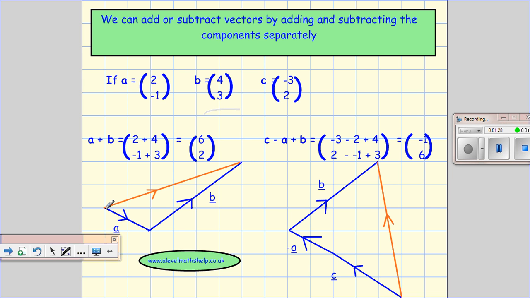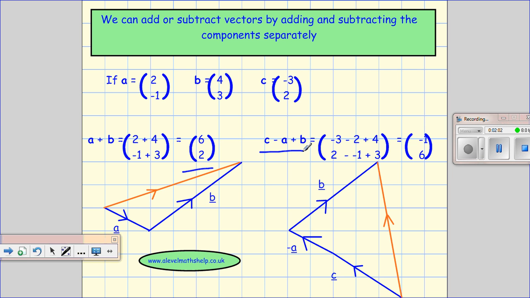And if I was using the line segments, a is along 2, down 1, so I go along 2, down 1. And then I start b where I finish my a, and my b is 4, 3, so I go along 4 and up 3. And then my answer is whatever I would do to get from the beginning to the end. So to get from the beginning to the end, I have to go along 6 and up 2. So that's where my 6, 2 comes from.